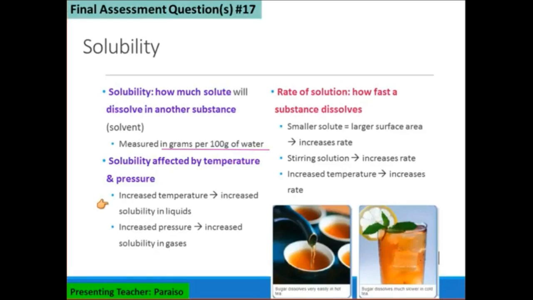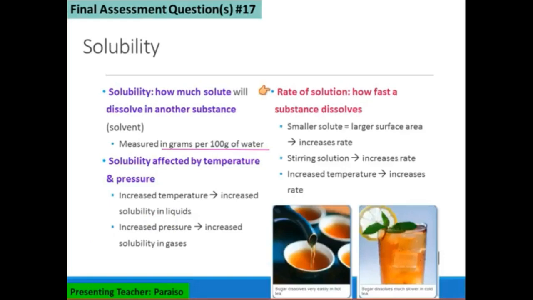So for example, if you put sugar in iced tea, that solubility isn't going to be as great as it would be if you have hot tea. So if you ever want to put sugar in anything and have it mix better, you're going to increase the temperature. And also, if you increase the pressure, that's also going to increase the solubility in a gas.